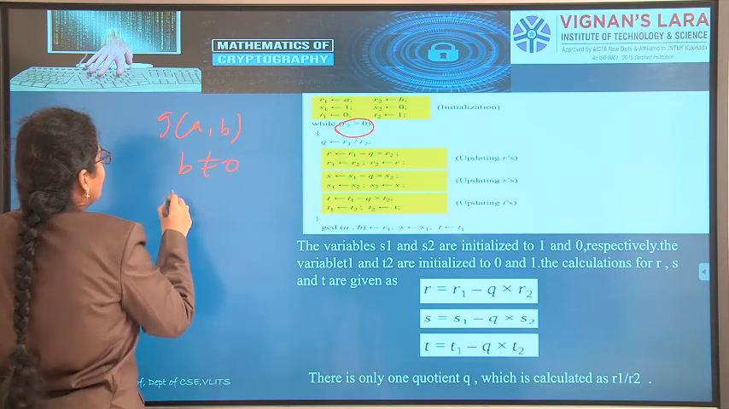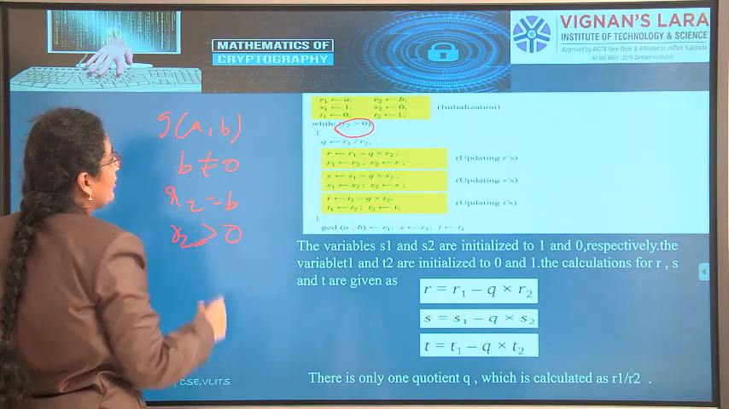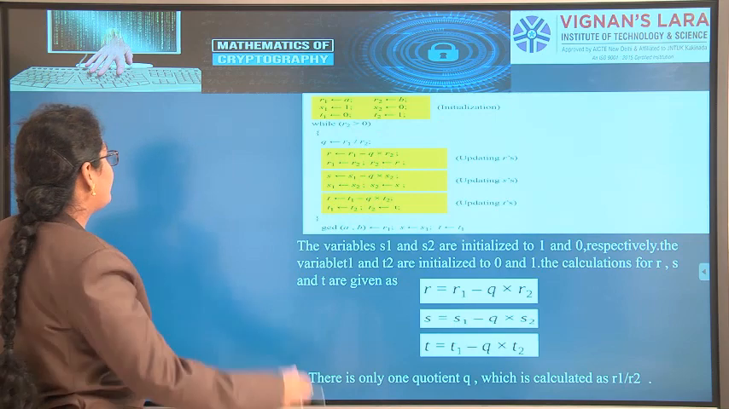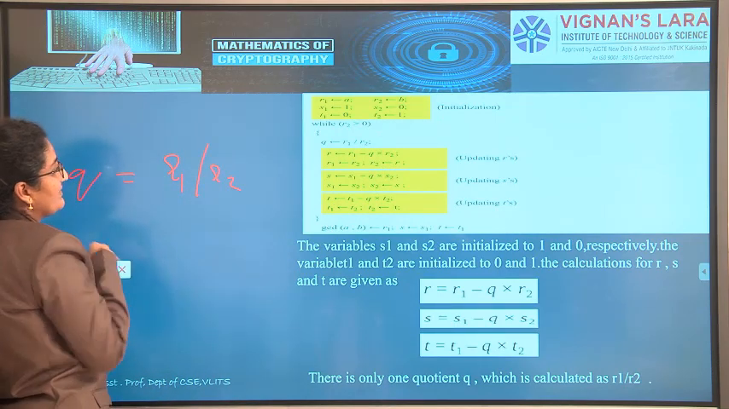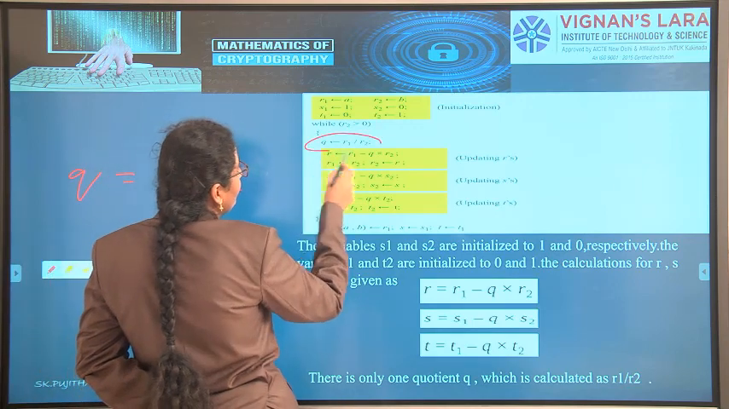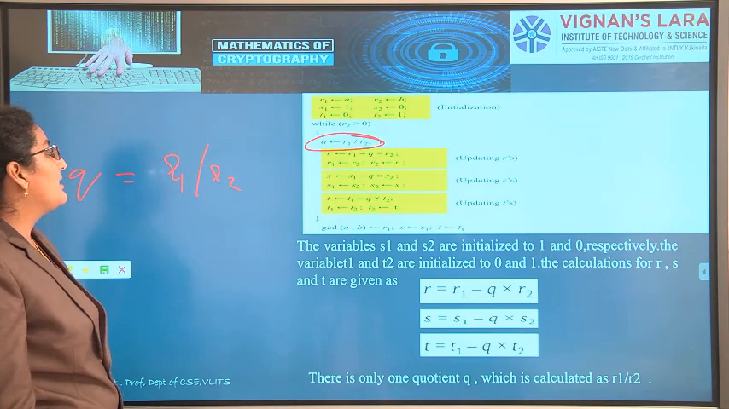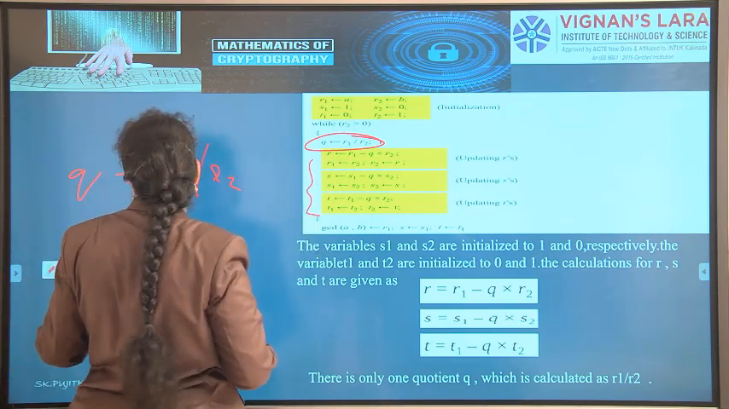equal to 0. So R2 equal to B. So R2 should be greater than 0. Done. What will be the coefficient? When R1 is divided by R2, that will be the coefficient. That step also finished. Now to perform S values and to perform T values, we have the steps.